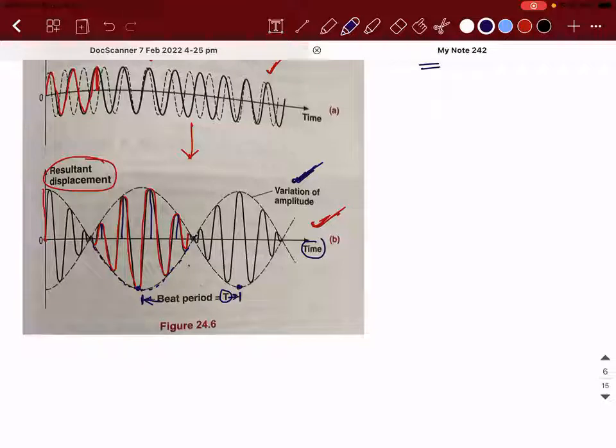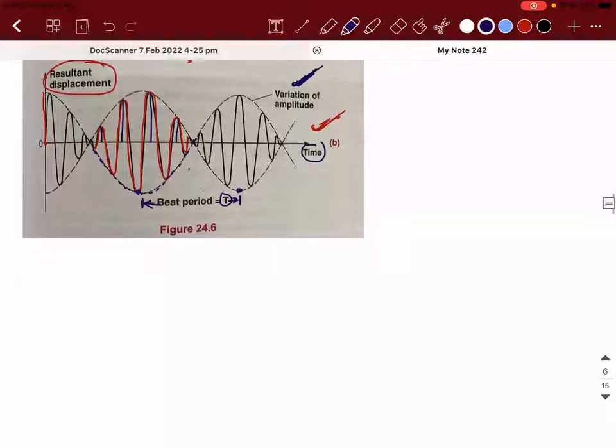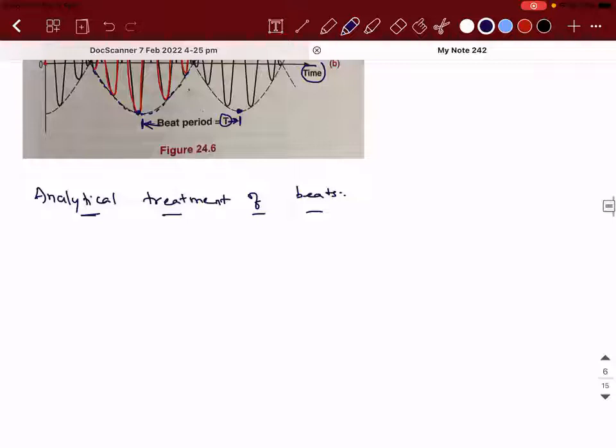Okay, fine. Now we are going to get into the analytical details of beats. Till now we tried to understand what this concept is. Now we will try to derive the expressions for it. I can write the heading as analytical treatment of beats. Let's consider two waves of frequency f1 and f2, which are propagating simultaneously in the same direction.